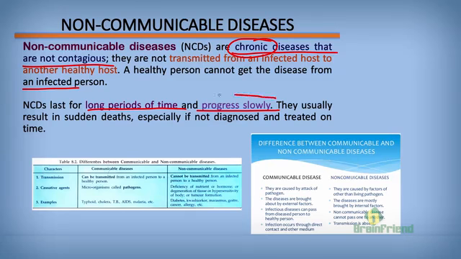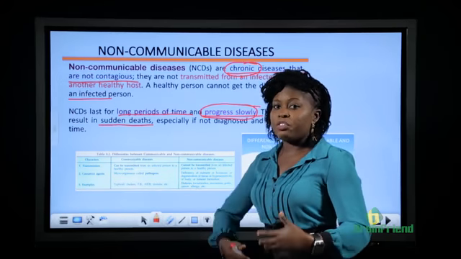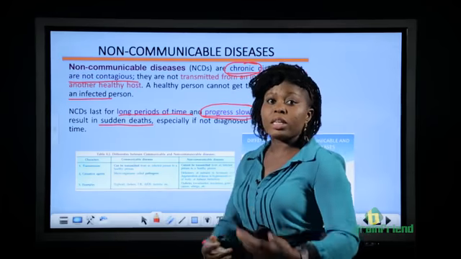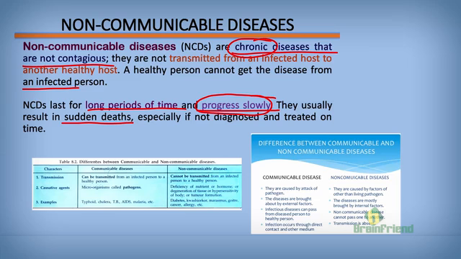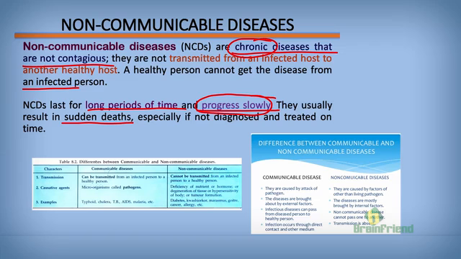They progress slowly and last for a long period of time. They usually result in sudden deaths. So that is why you may see someone very healthy, but of course this disease has been in the person for a very long time, and then this person suddenly comes down with illness. That simply means that the disease has been in the person for a very long time, destroying the body cells and organs. So it results in sudden deaths, especially if the disease is not diagnosed and treated on time.